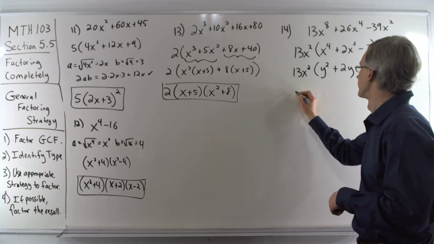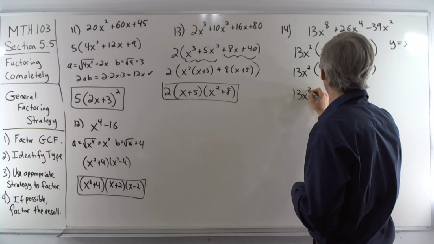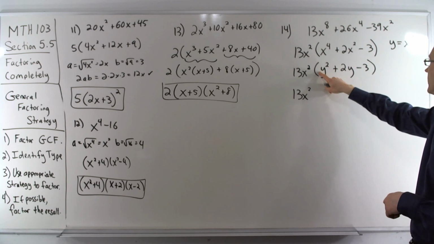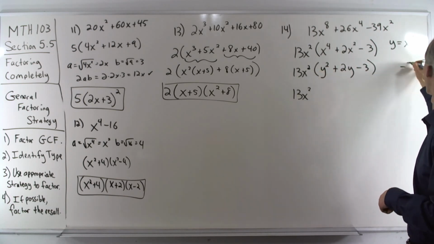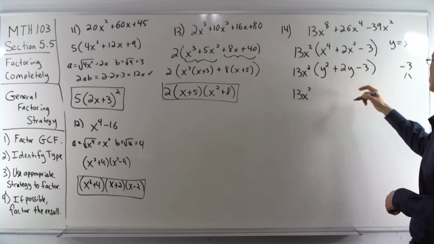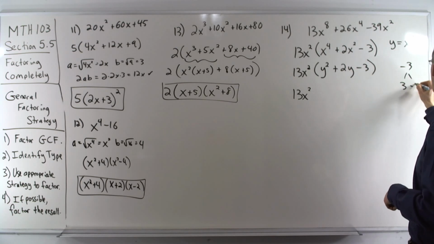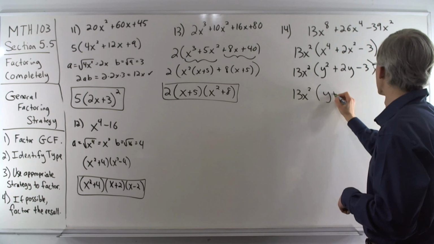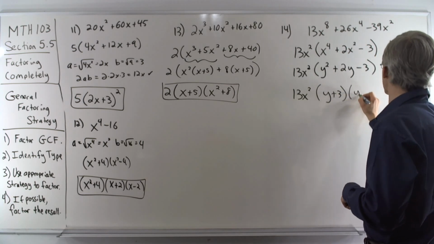And now we've got a regular old quadratic we can factor. So let's do that. Let's go 13x squared. This is an a equals 1 trinomial. We need 2 numbers to multiply to get negative 3 and add to get 2. So that's going to be 3 and negative 1. So that gives us y plus 3 times y minus 1.